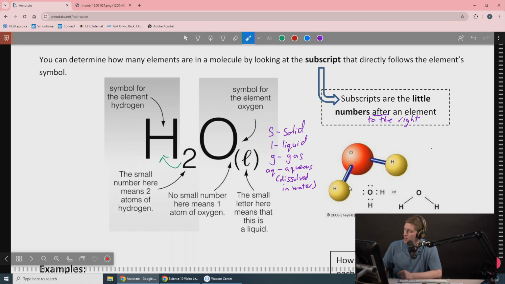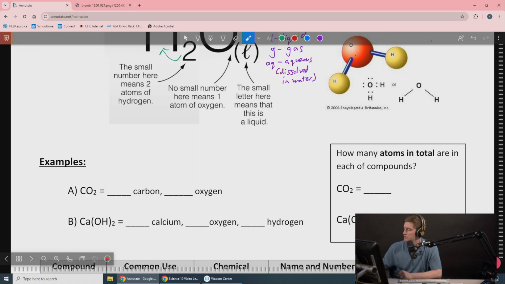This is a diagram of what a water molecule looks like, and you can see there is an oxygen atom attached to 2 hydrogen atoms. And if you decide to take Chemistry 20, you'll spend a long time drawing these sort of pictures and knowing the shapes of them. But for Science 10, I want you to focus on reading and writing these chemical formulas.